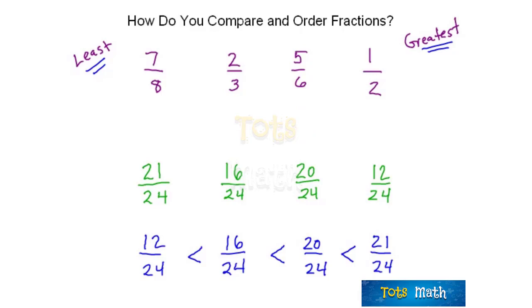And writing our original fractions from least to greatest, we have 1/2 is the smallest, because that's 12/24, and that's less than 2/3, which is 16/24, and that's less than 5/6, which was 20/24, which is less than 7/8, which was 21/24. And that's how you compare and order fractions.